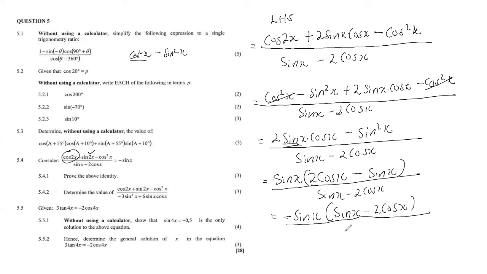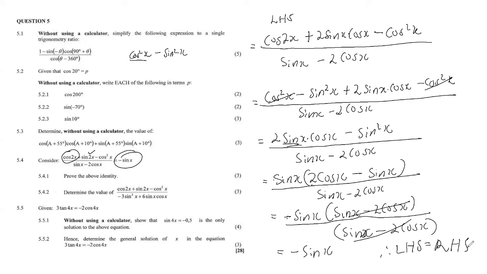Then over sine x minus 2 cos x, right? Now at this point, I can see that this expression here is exactly the same as this expression there. So that means they can divide out. Now I'm left with negative sine x, which is what I was trying to prove. So therefore, the left-hand side is equal to the right-hand side. So that's how you were just supposed to approach that question there. It was a very nice question to deal with, right? So was it only 3 marks? What? 3 marks, yo, for all of this.